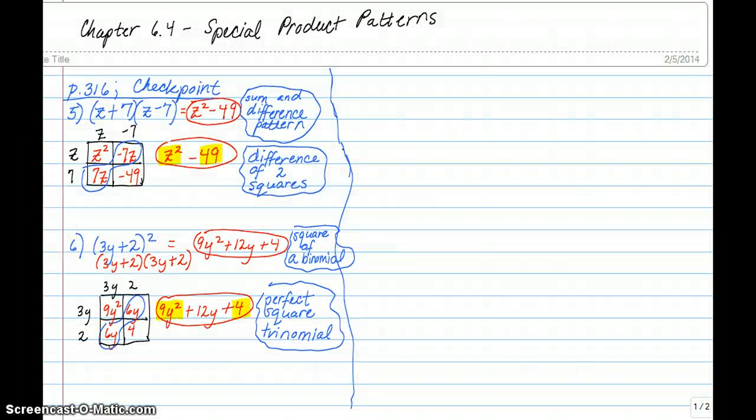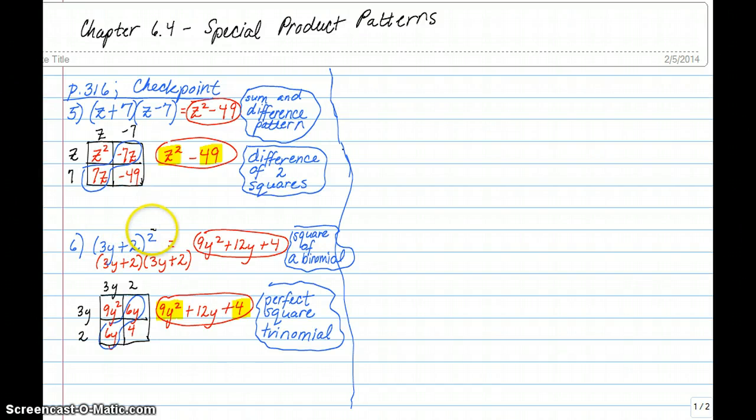Okay, so what we want to draw your attention to on both of these problems, in number 5, it was initially a sum and difference pattern. The only difference between z plus 7 and z minus 7 was addition and subtraction. And when you factor that, it became the difference of two squares. The middle term went away, and you had subtraction separating it.